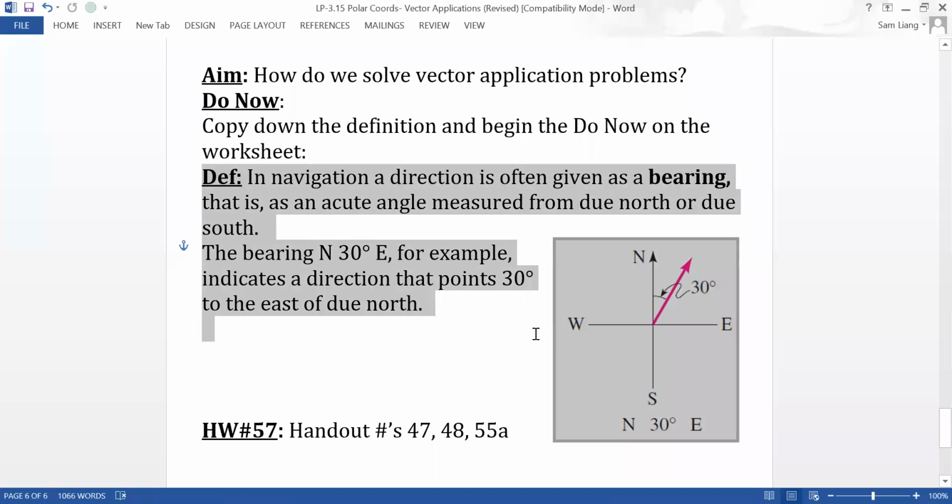It's known as a bearing, which is something that you're going to see a lot of in the worksheet today as well as the homework for this lesson. Okay. But with that being said, can someone read the text here?